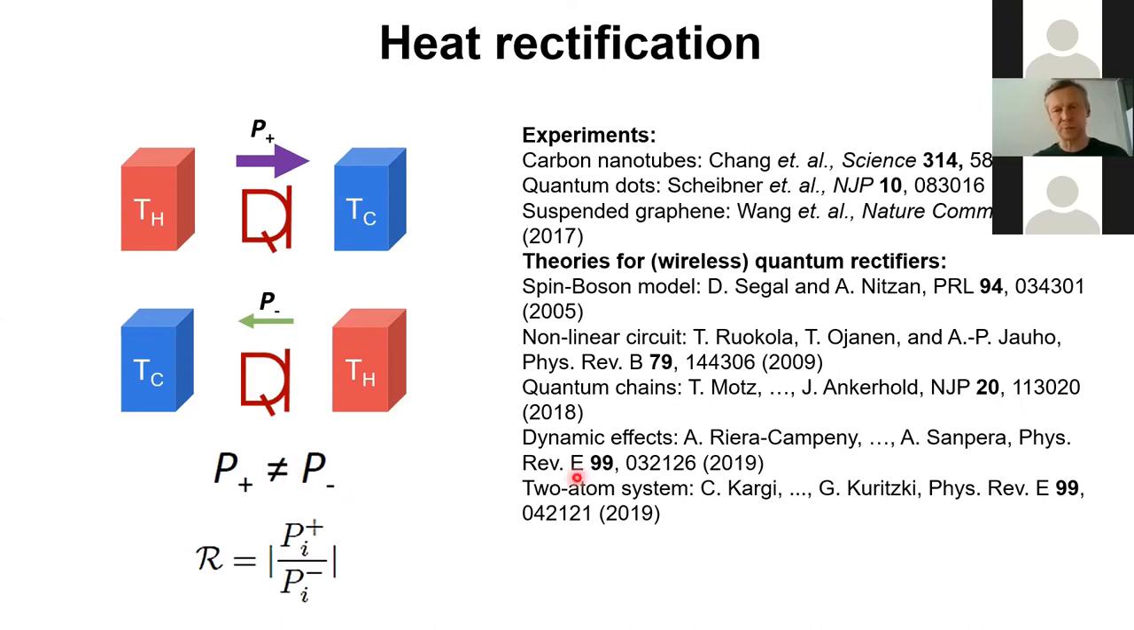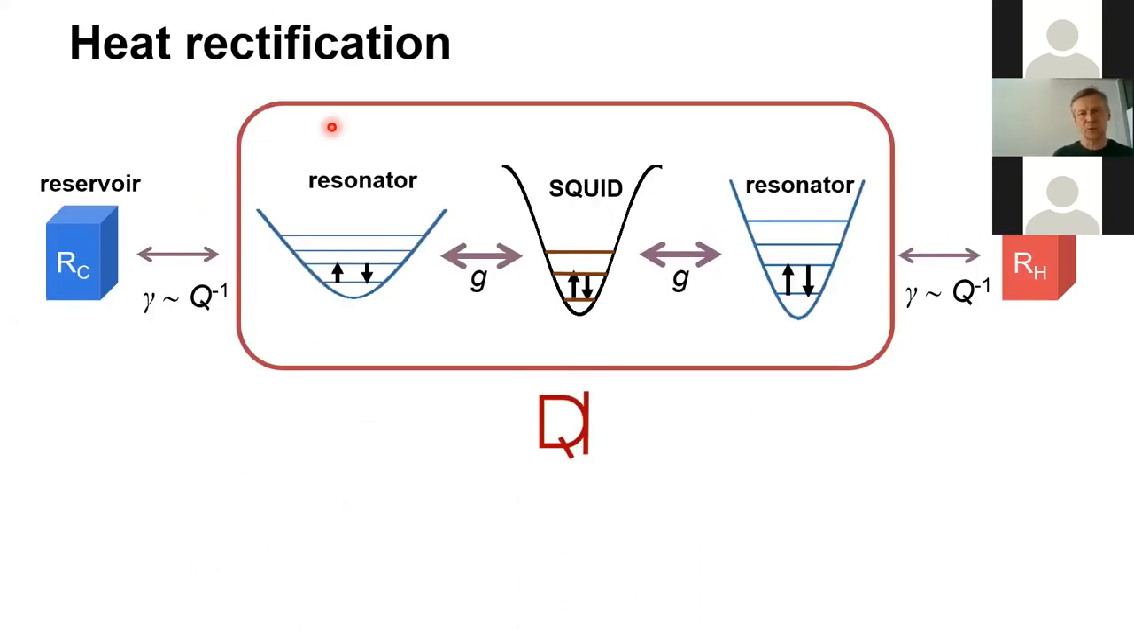And this is something which has been studied in more classical systems, in experiments over the past years. And then there are a lot of theories which relate to photon systems or qubit systems, but quite few experiments up to now. So for heat rectification, what you really need are two elements. First of all, the couplings from your quantum element to the two reservoirs should not be the same.